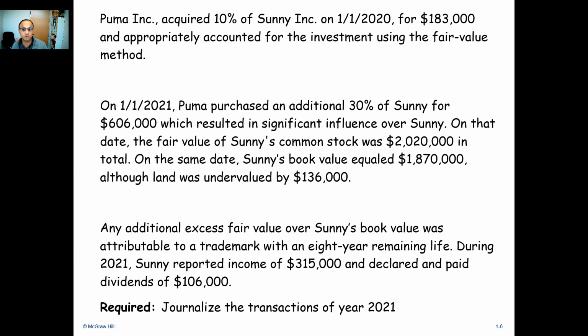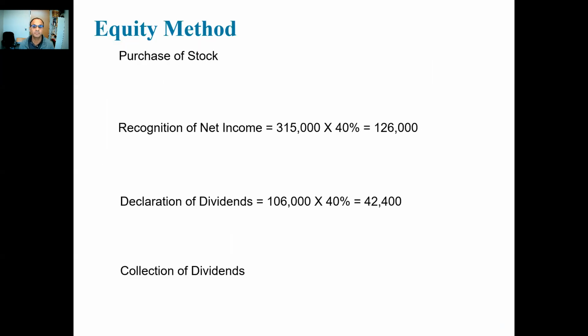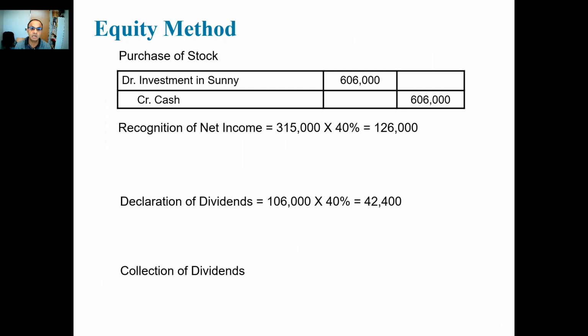So what do we need to do in this exercise? We need to make only journal entries in 2021, which means we don't need to make the first journal in 2020. If you do it, that's fine. If you didn't do it, it didn't ask about it in the exercise. So let's start. For the first one, this is the amount of stock that we purchased in 2021. So we debit investment in Sunny, credit cash.